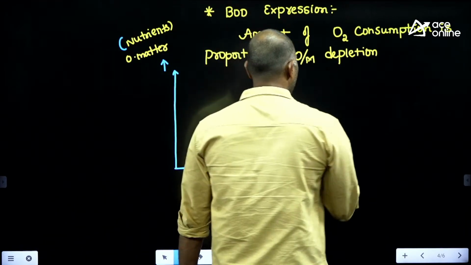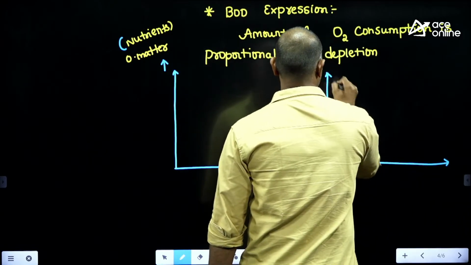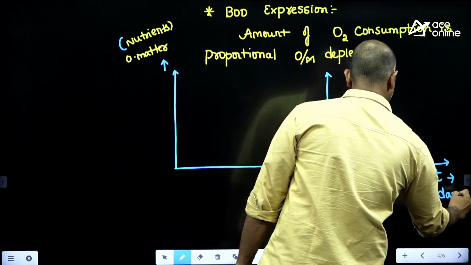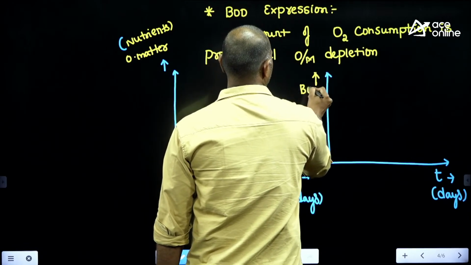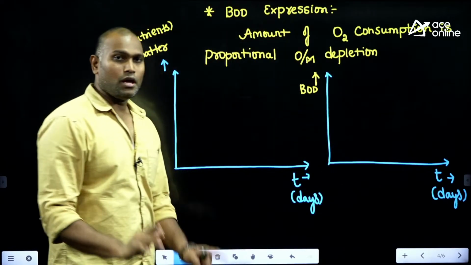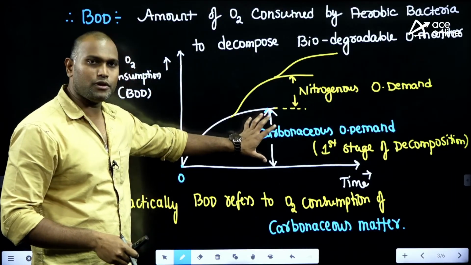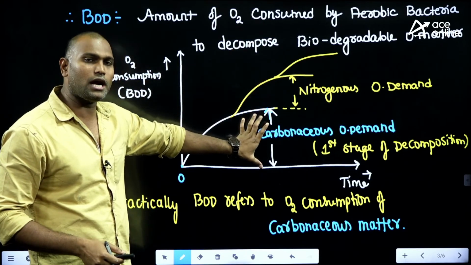And take one more graph. So, this is time in terms of days, and here oxygen consumption, which is nothing but BOD. Mind you, whatever BOD we refer to, that is only for the carbonaceous oxygen demand, not for the total oxygen demand. We are dealing only with carbonaceous matter.